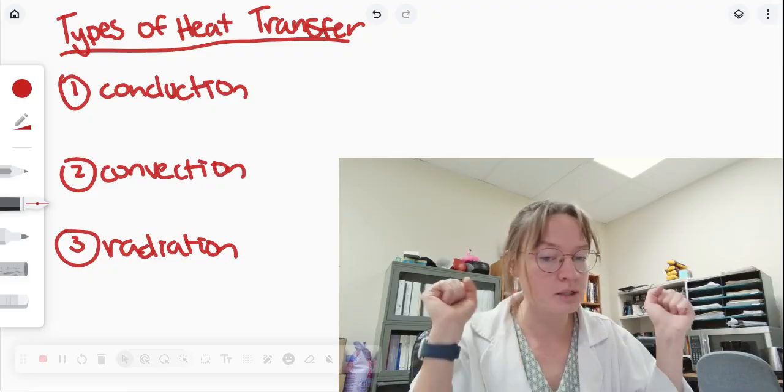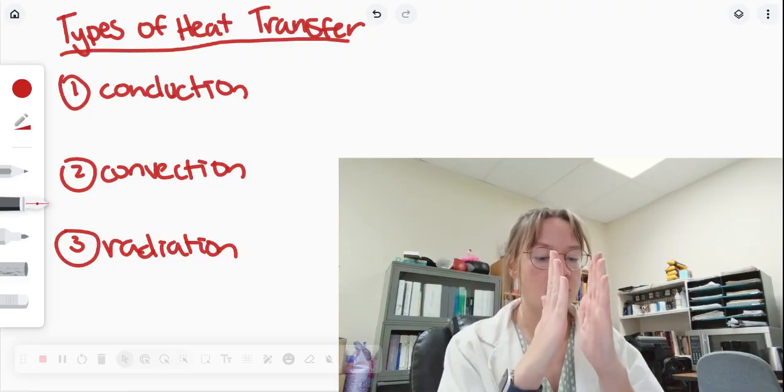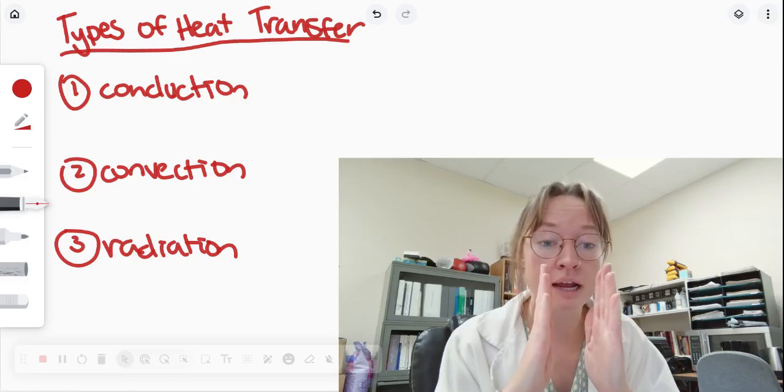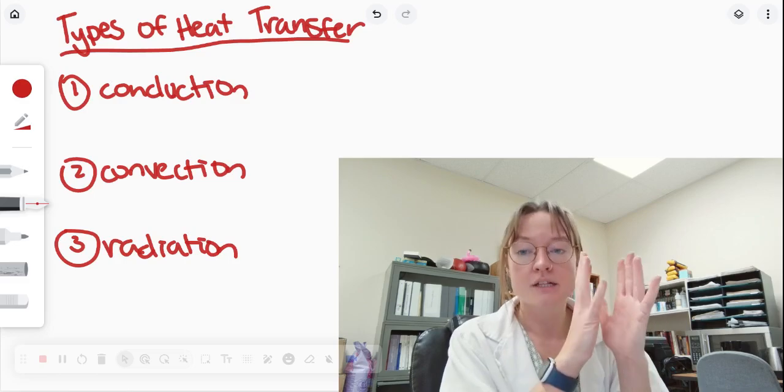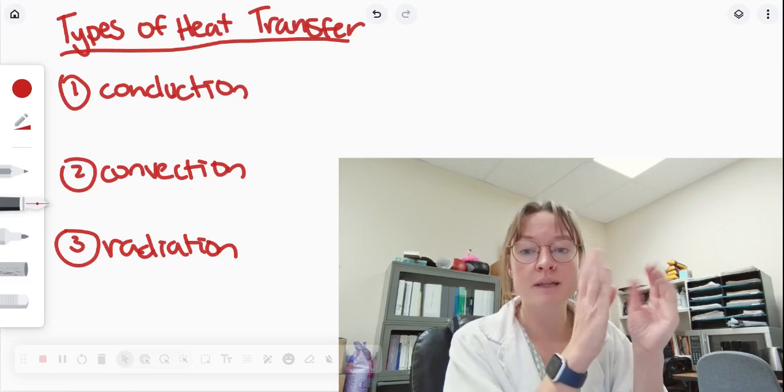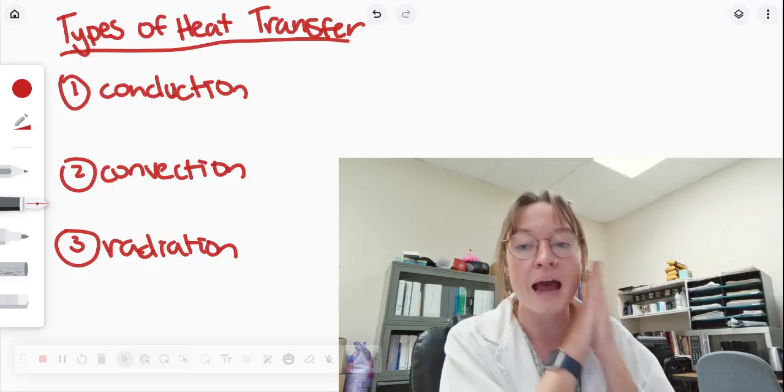The molecules have to be able to run into each other. If things aren't in physical contact with each other, then they can't have any heat transferred by conduction because their molecules can't run into each other. So heat transfer by conduction can only happen when things are in actual physical contact with each other. They have to be touching each other.